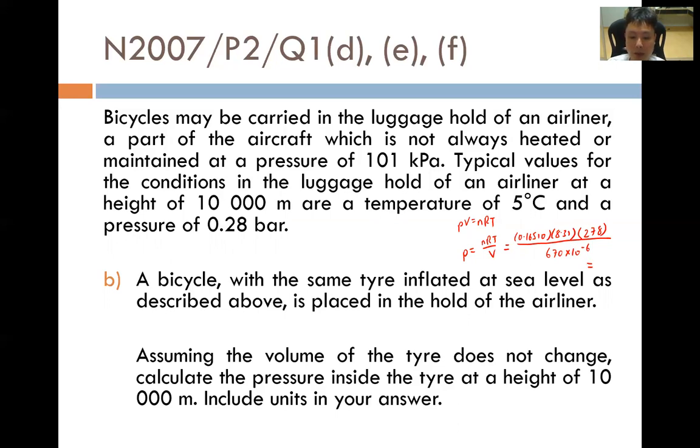So let me quickly punch this again into the calculator. Times 278 divided by 670 times 10 to the power of minus 6. Okay, so this will be 569,283 Pascal. Or we can also write this to be 569 kilopascal if we round it off to 3 sig fig.